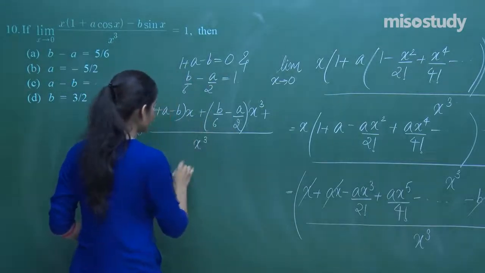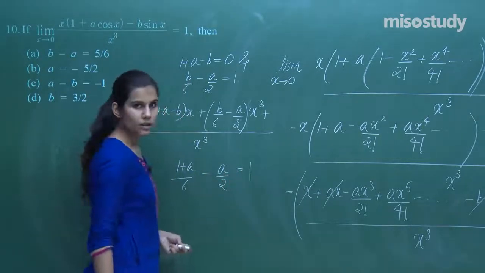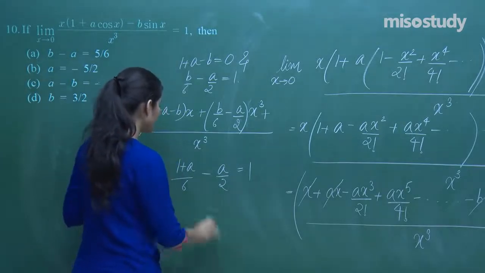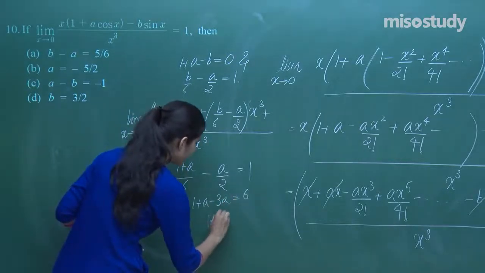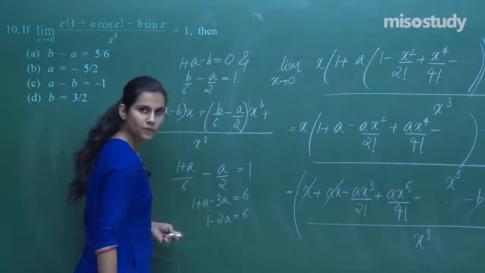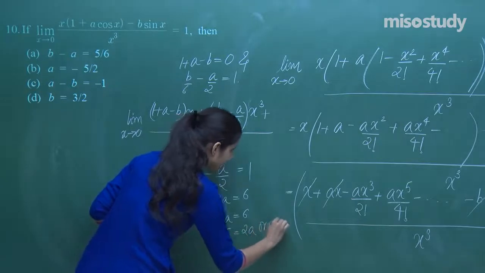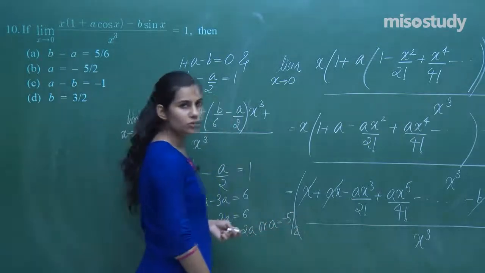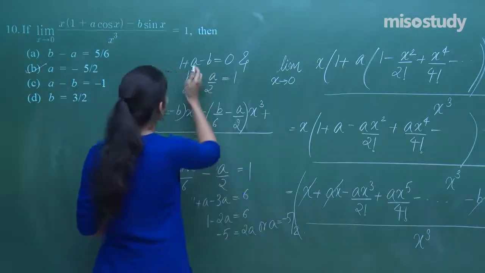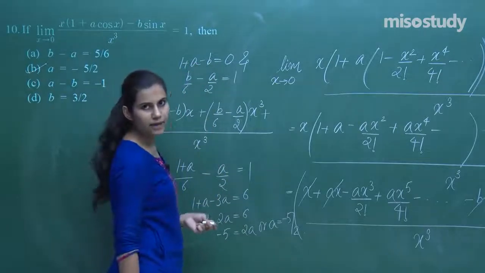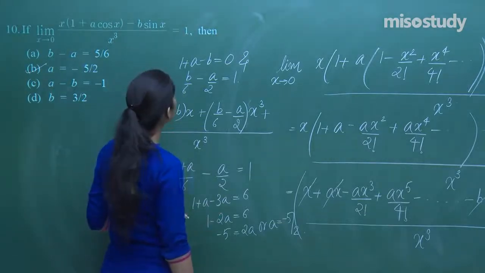If b is 1 plus a, so you are getting 1 plus a by 6 minus a by 2 equals 1. Or you are getting 1 plus a minus 3a equals 6. So you are getting 1 minus 2a equals 6. So you are getting 1 minus 6, that is minus 5 equals 2a, or a is minus 5 by 2. If a is minus 5 by 2, what is b? If a is minus 5 by 2, 1 minus 5 by 2, that is 2 minus 5 by 2, that is minus 3 by 2, minus b equals 0.